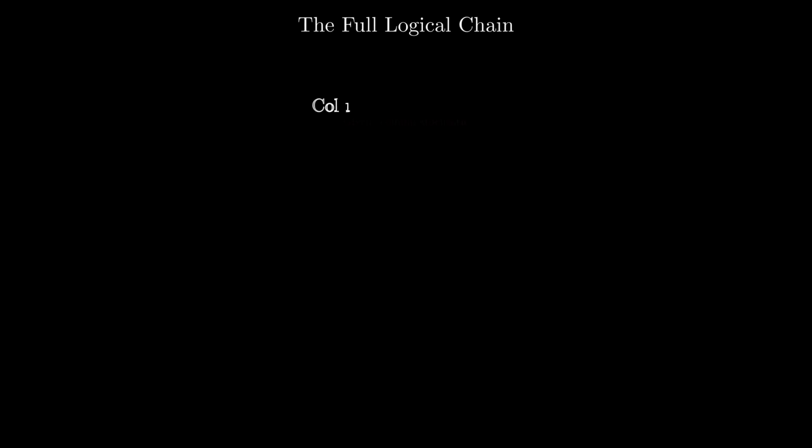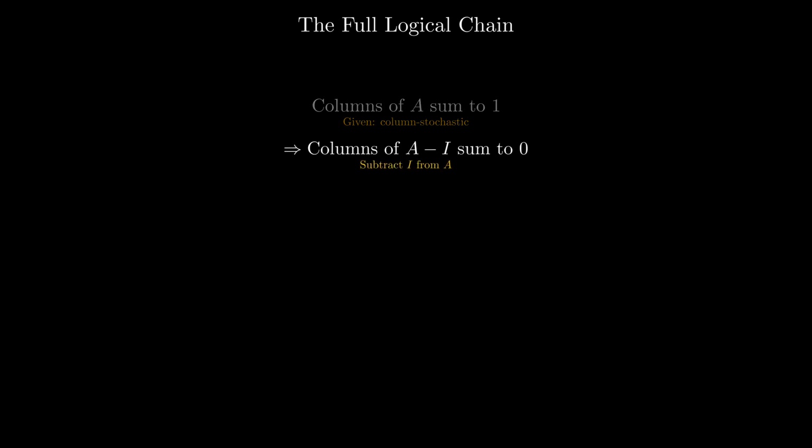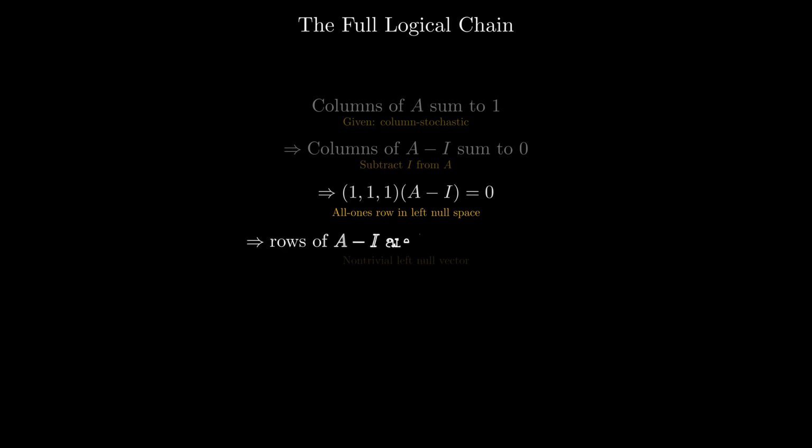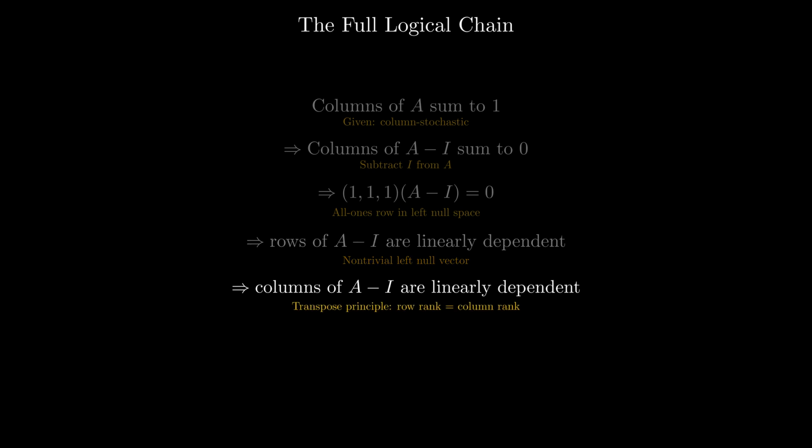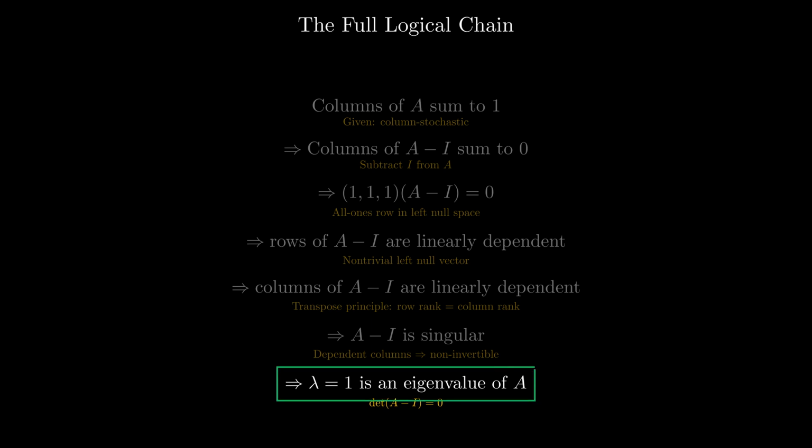Let's trace the full logical chain. We start with the fact that the columns of A sum to 1. Therefore, the columns of A minus I sum to 0. Therefore, the row vector 1, 1, 1 sits in the left null space of A minus I. Therefore, the rows of A minus I are linearly dependent. By the transpose principle, the columns must also be dependent. Therefore, A minus I is singular. And therefore, lambda equals 1 is an eigenvalue of A. Six implications, no determinants computed. And this works for any size matrix following the column sum rule.